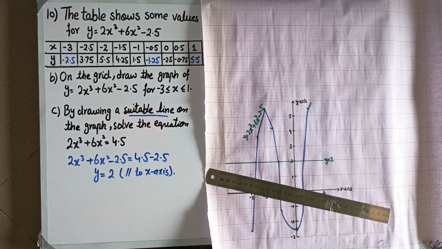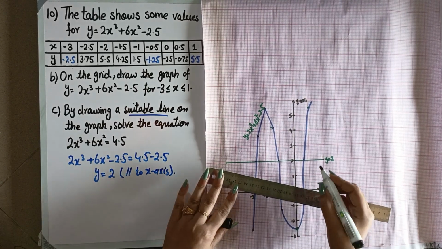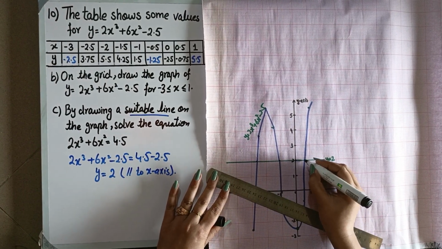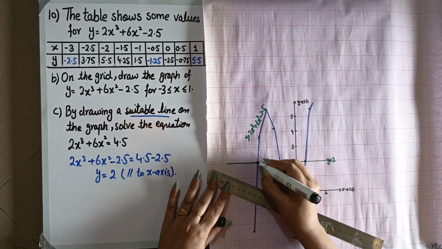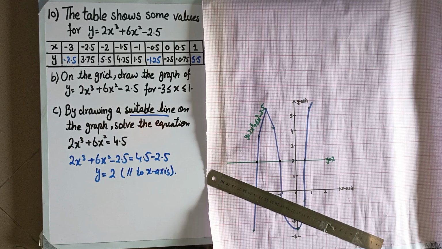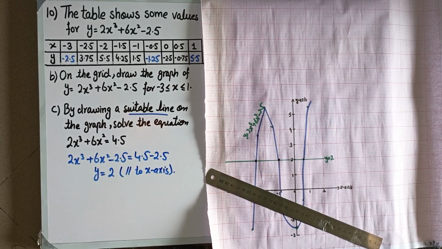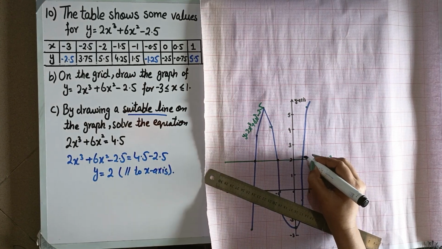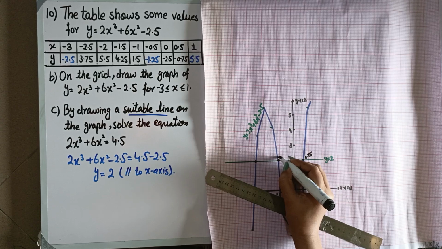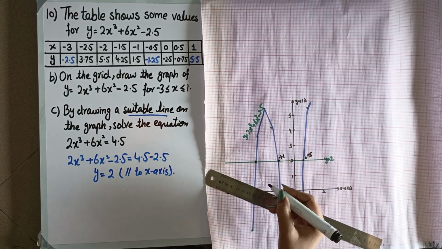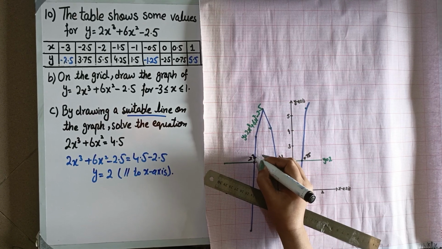Here you have to find the values where this line cuts the graph. It's cutting the graph over here, here and here. You can see quite clearly that this point is 0.75, this is negative 1.1, while this is negative 2.7.